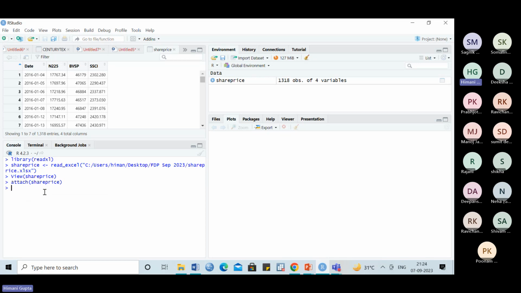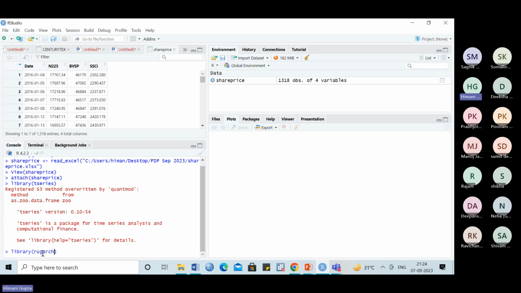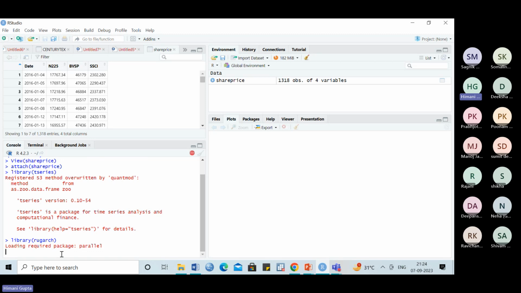Now over here we will library two packages. One is library tseries and one is library rugarch. rugarch is a univariate GARCH. So first of all, we are going to learn your standard GARCH, EGARCH, GJR-GARCH, and all are univariate GARCH. That means we are going to study volatility only for one variable. We are not going to study volatility for more than one variable.